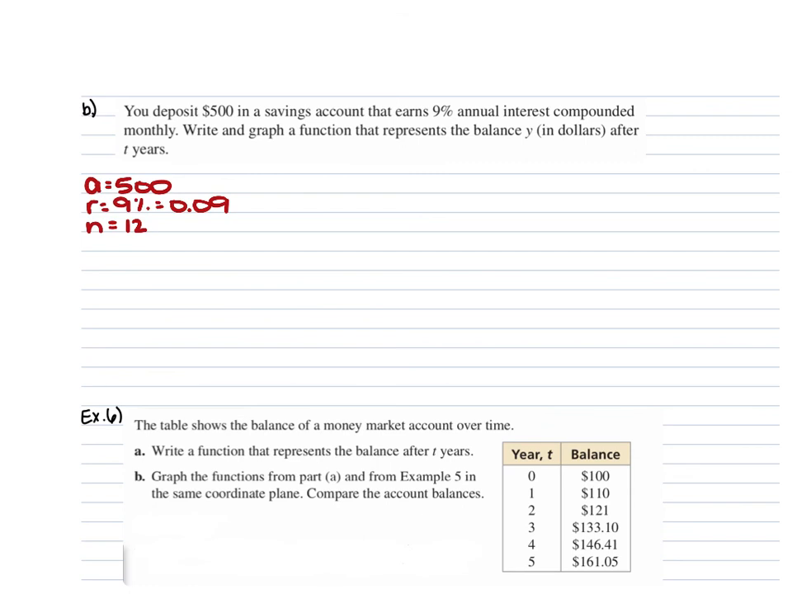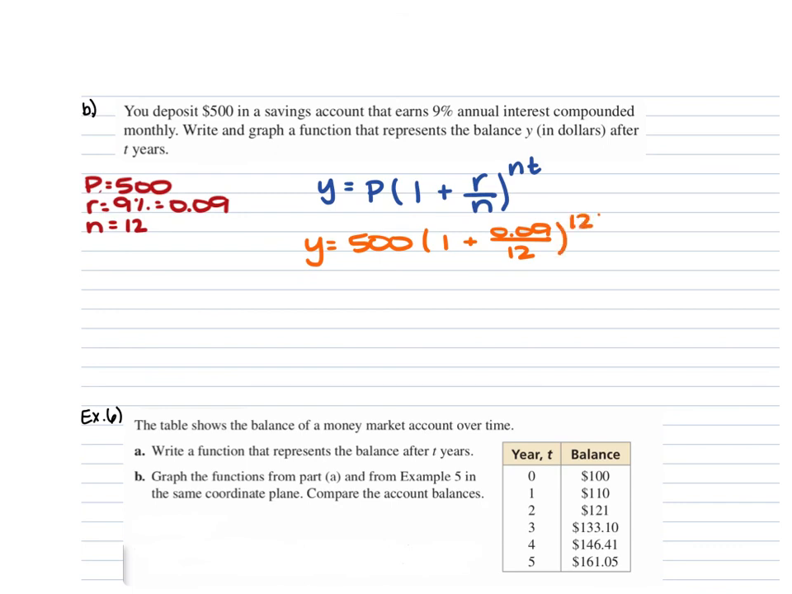If we plug this into our formula, y is equal to P, in this case it's P, not A, I'm sorry. This is supposed to be P. Y is equal to P times 1 plus our rate divided by n raised to the power of n times t. So y is equal to, we said P was 500, times 1 plus our rate as a decimal, 0.09, divided by n, which is 12, raised to the power of 12 times t.